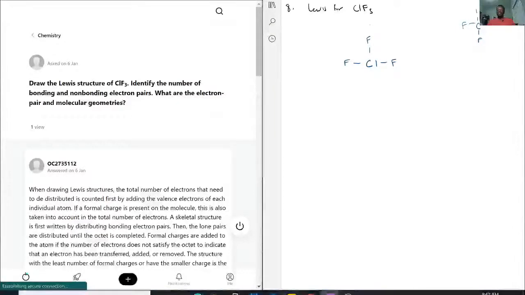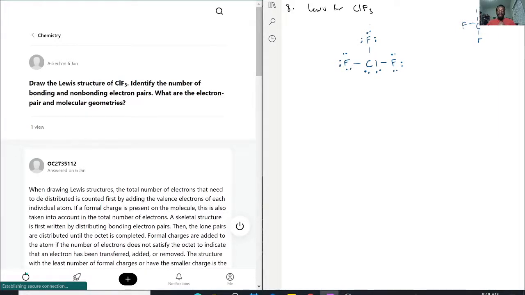So with this being said, technically each fluorine is sharing 1 of its 7. So 2, 3, 4, 5, 6, 7. Same thing here, 2, 3, 4, 5, 6, 7. And again, 2, 3, 4, 5, 6, 7. And now the chlorine in the middle is sharing right now 3 of its 7. So it's going to be 4, 5, 6, 7. So that is what chlorine is looking like right now.